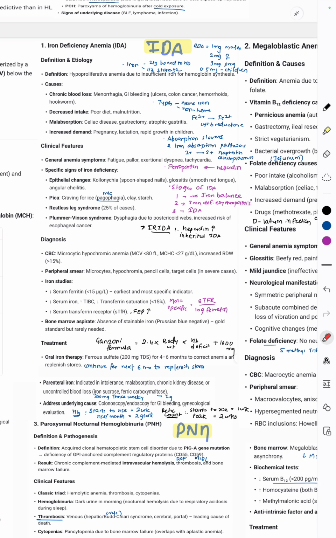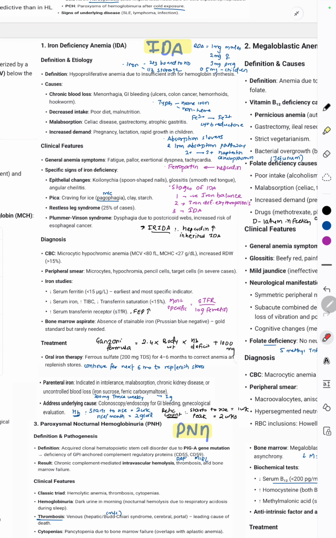Now, clinical features, there will be general symptoms like fatigue, pallor, and exertional dyspnea. Apart from that, there are koilonychia, that is spoon-shaped nails, then glossitis, that is smooth red tongue, angular cheilitis. Then there will be pica, that is craving for ice, which is most common, that is pagophagia.